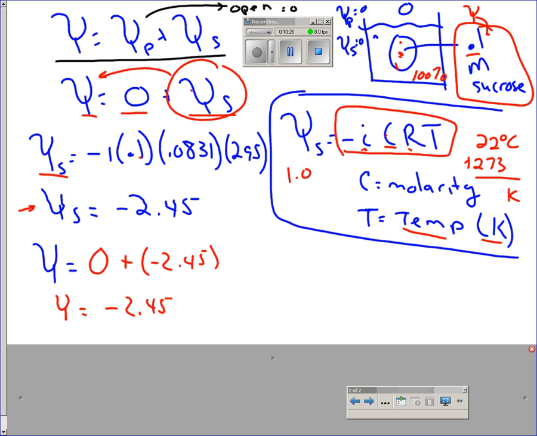And you're like, well, wait a minute. This bag got bigger. That means water went in. Correct. Water goes from high potential to low. And if the beaker is zero and the bag is negative 2.45, which is less than zero, therefore water goes from high potential to low. And there is a discussion of water potential and an example.